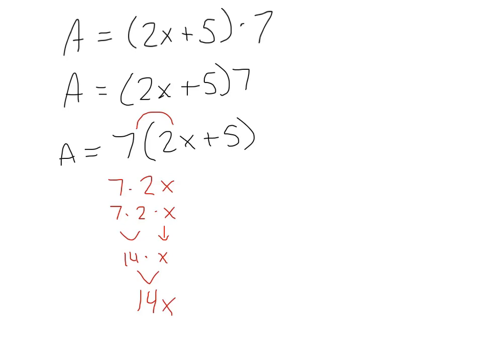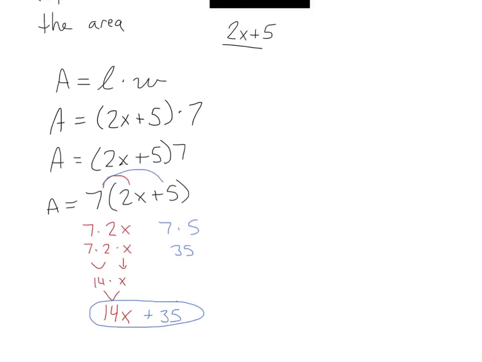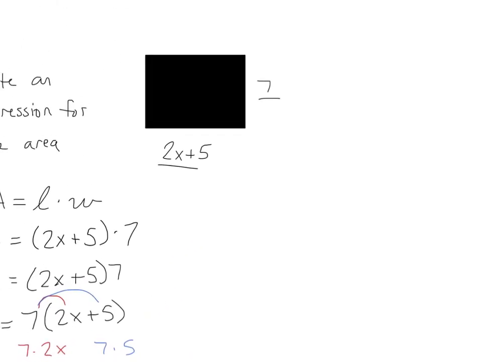Now, what about 7 times the 5? Well, 7 times 5 is just a plain old positive 35, so I could just tack on the positive 35 there. And guess what? This is the expression that represents the area of that figure right there.